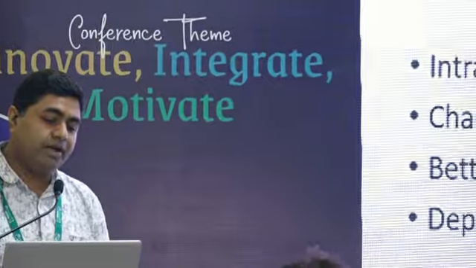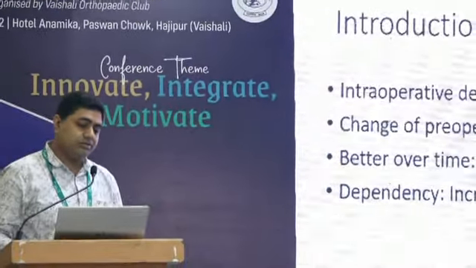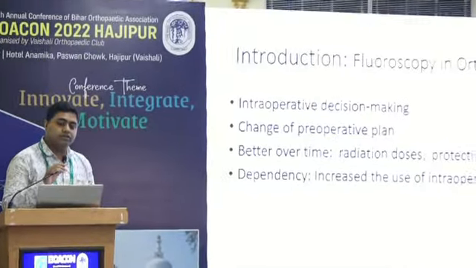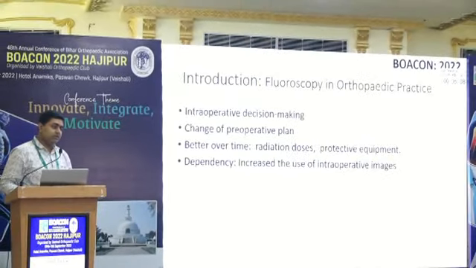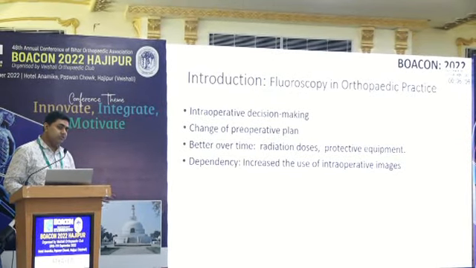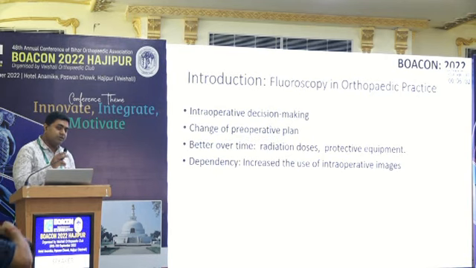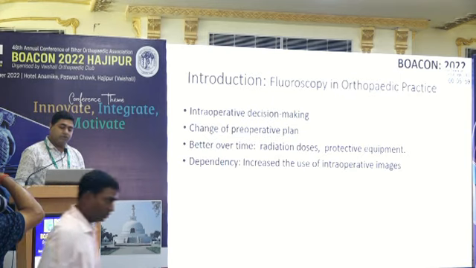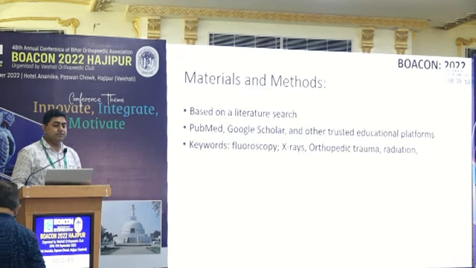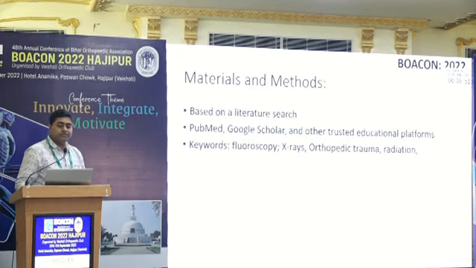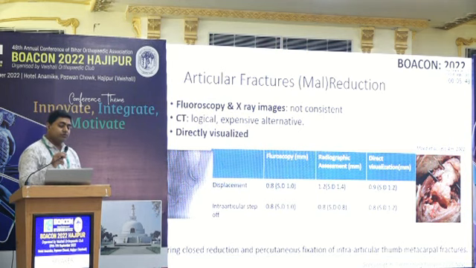After the invention of fluoroscopy, there have been intraoperative decision making and changes in the preoperative plan because of fluoroscopy, and it gets better over time because of better protective equipment and the reduction in radiation doses of the C-arm. But it also has one disadvantage, that we are getting more dependent on it because of increased images during the surgery. So this talk is based on the literature search.